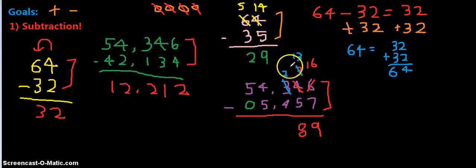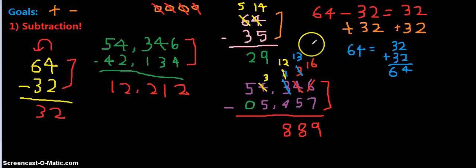And now we do another borrow, which is a different color. So we're going to be replacing this with 12, and we're going to be taking a 3 from here. So 12 minus 4 is just 8 again. Oh, my 8 looks weird. Okay.